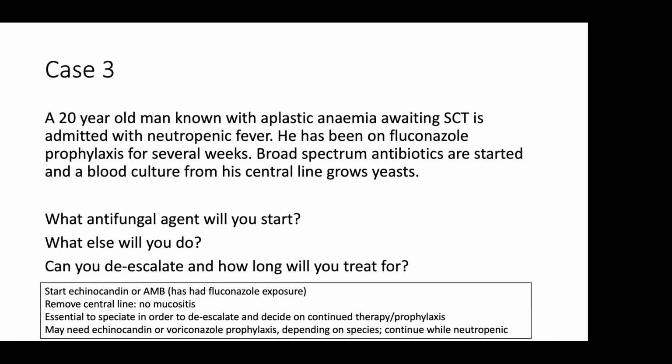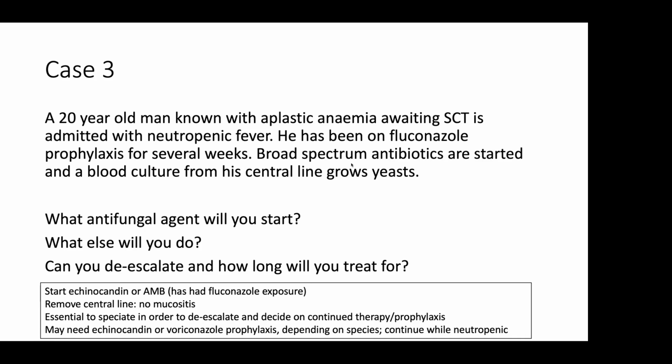Okay, thanks. Another comprehensive response. We're expecting him to be neutropenic because he's got aplastic anemia. And so I agree, I would start an echinocandin or amphotericin B if you don't have access, because he's had fluconazole exposure. His central line needs to come out. He doesn't have mucositis, he's not on chemotherapy. And almost in all cases, it should come out. In order to de-escalate, you need to speciate the yeast and then decide on continued therapy or prophylaxis, and you'll continue prophylaxis directed against this organism. That might include an echinocandin or voriconazole. And that needs to be continued until the neutropenia, as you say, is resolved.